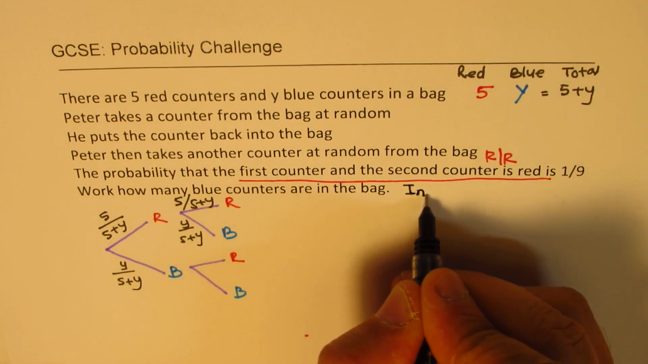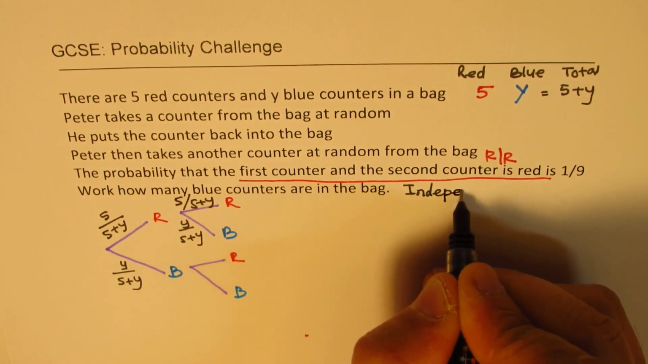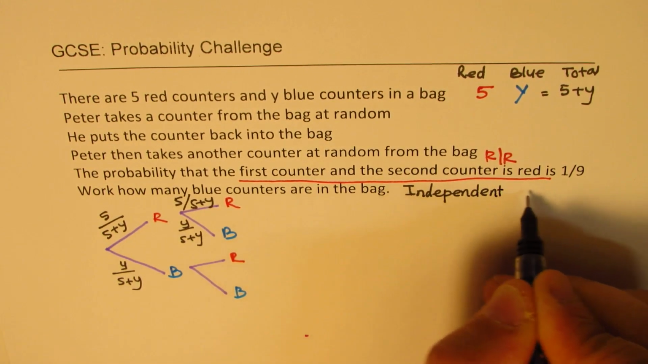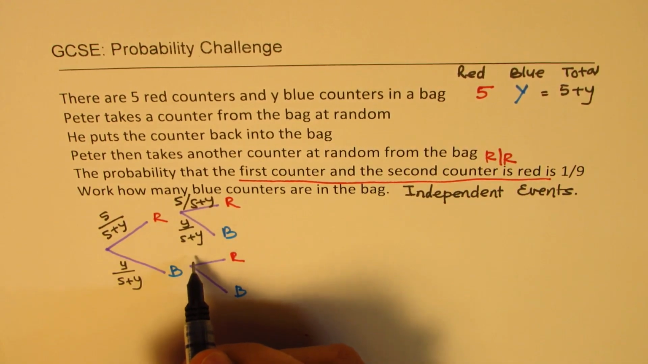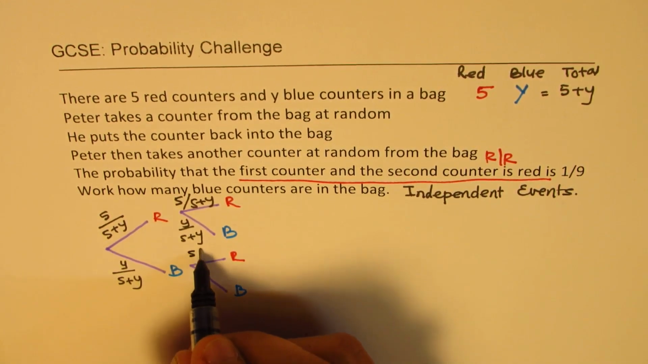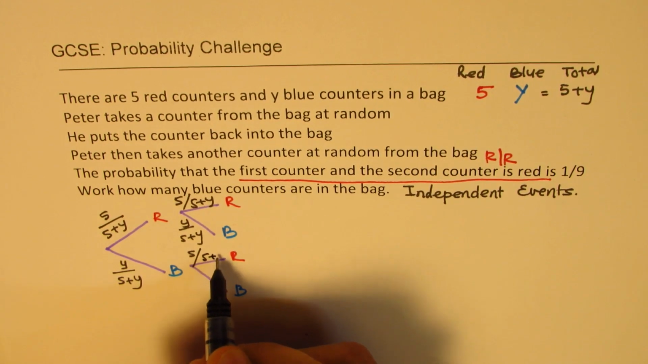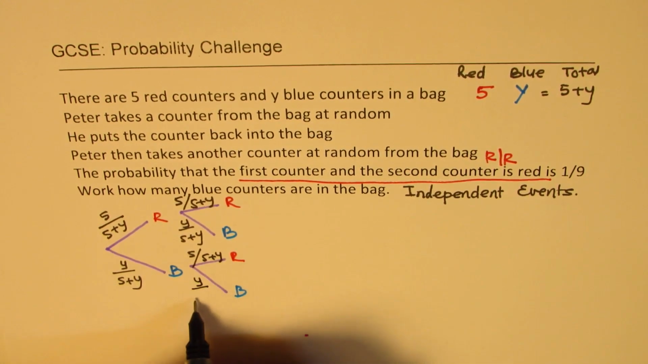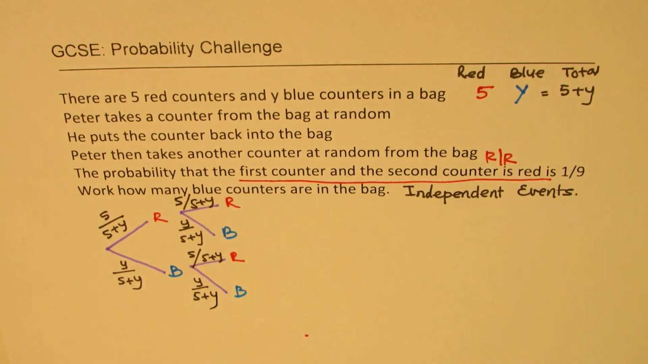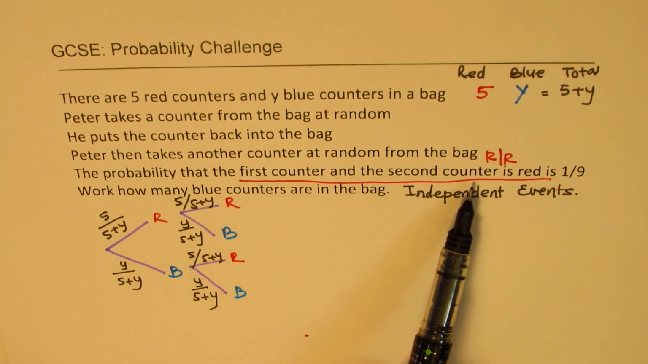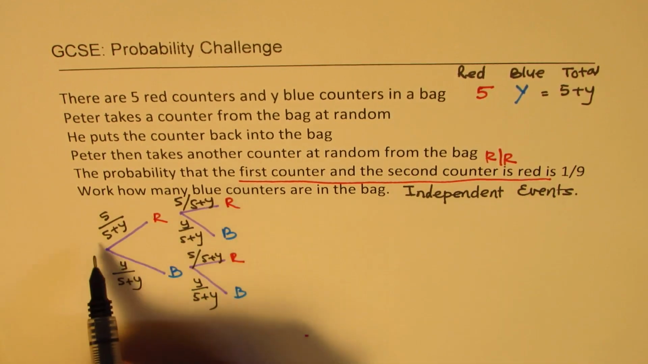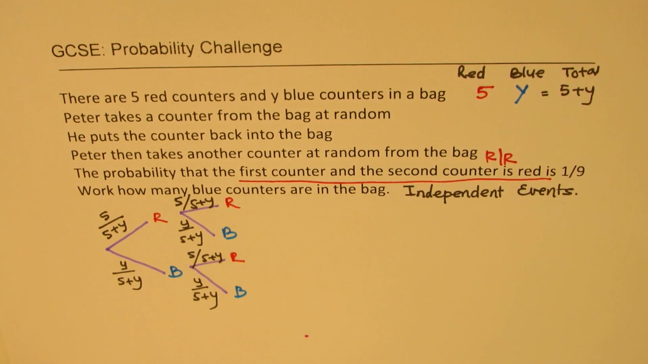So let me call them independent events. So now you understand what I was trying to say here. So for red, it is 5 over 5 plus y, and for blue, it is y over 5 plus y. Correct? Now what are you given? The probability that the first counter and the second counter is red is 1 over 9. So that is the path which we are going to follow, right?